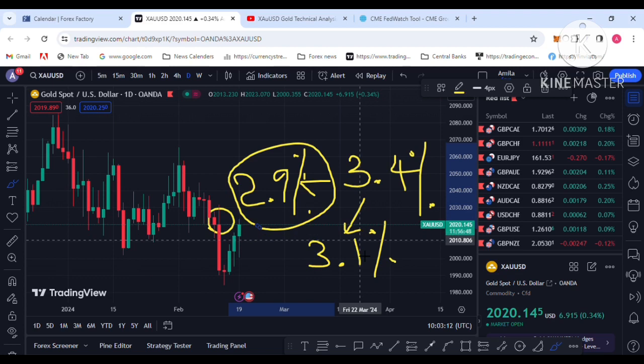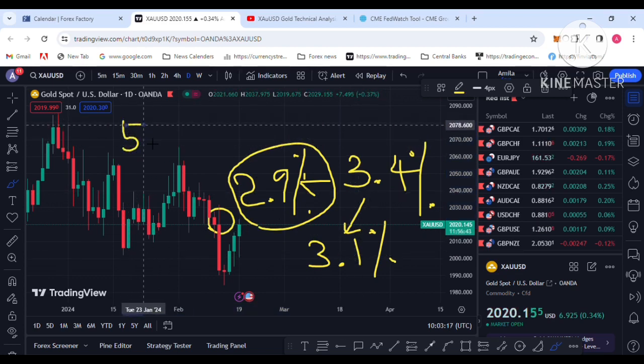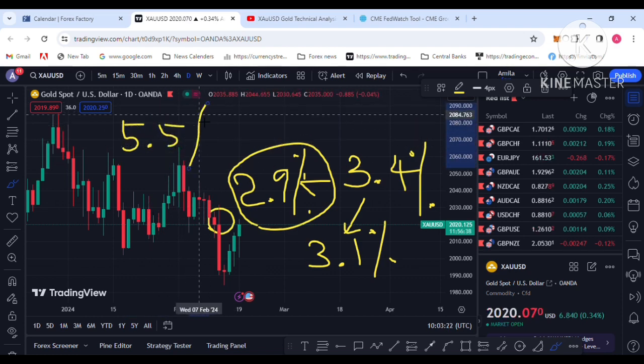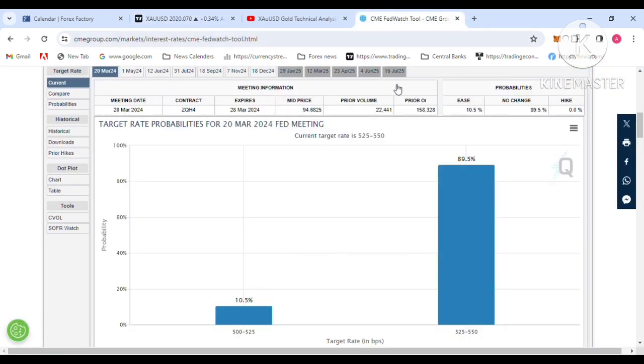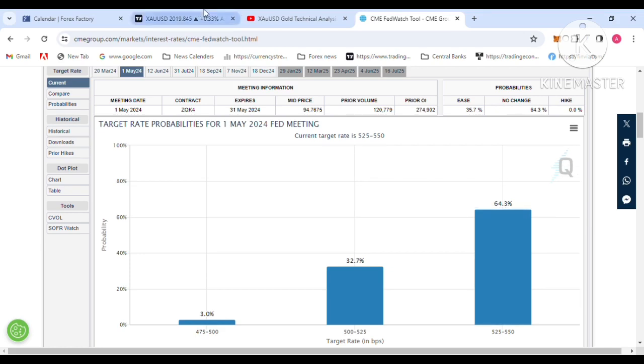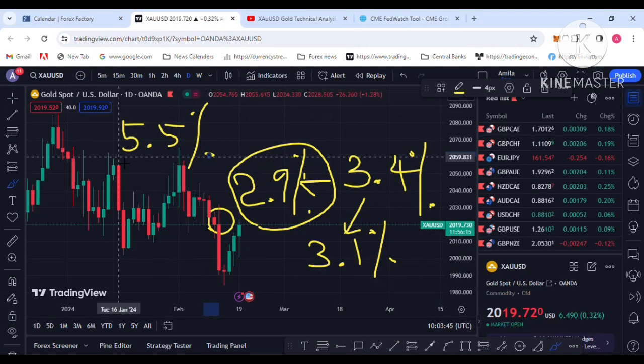3.1%. So the Fed needs to keep the interest rate, as the inflation report shows. The inflation report indicates that 5.5 is the Fed's current interest rate, and the Fed needs to hold the interest rate again because the inflation report did not drop as expected. So that's the Fed watch website. You can see the 89% interest rate forecast to hold in March, and May also above 60% to hold. So the interest rate hold forecast has increased.